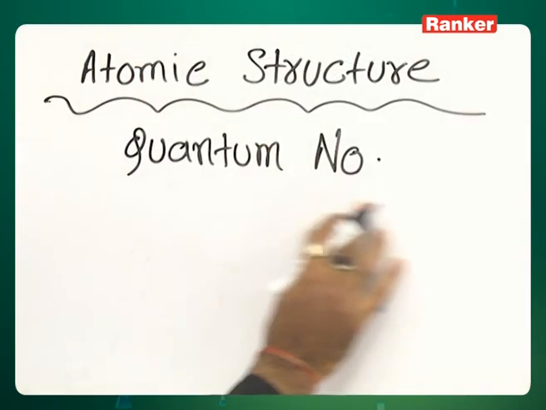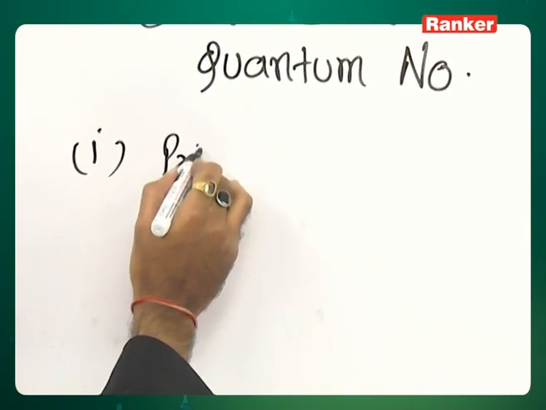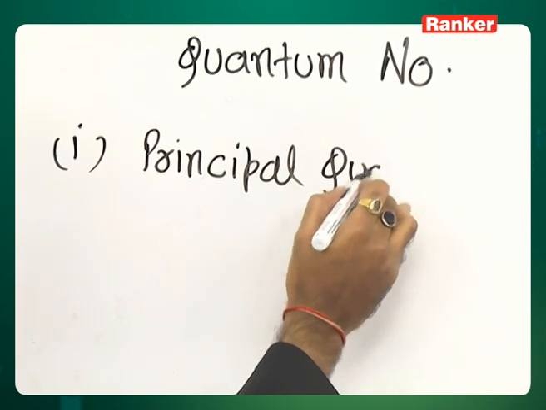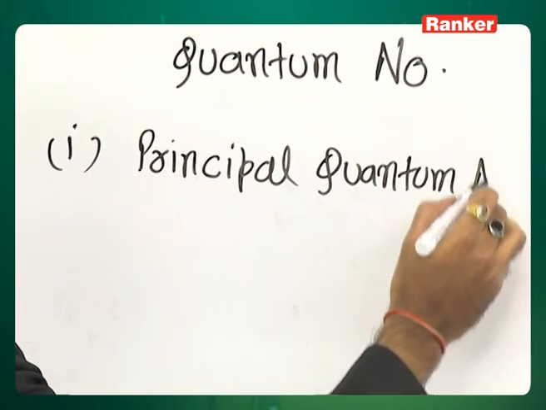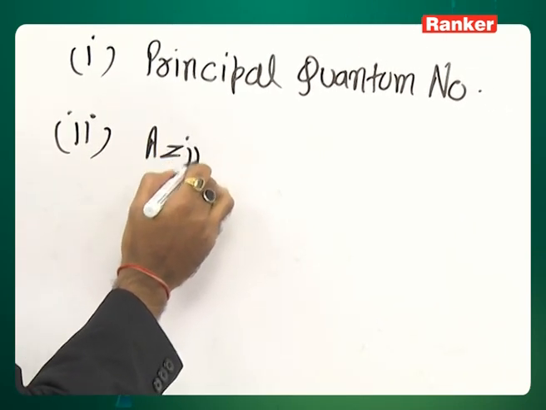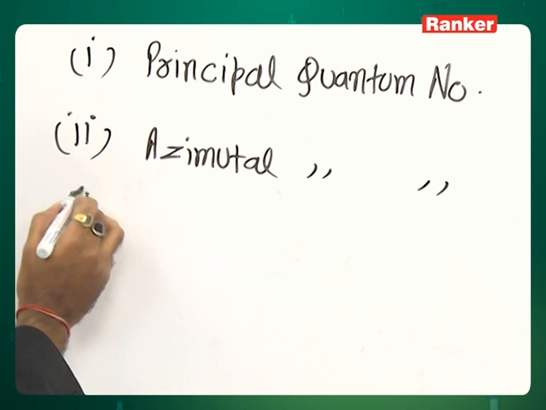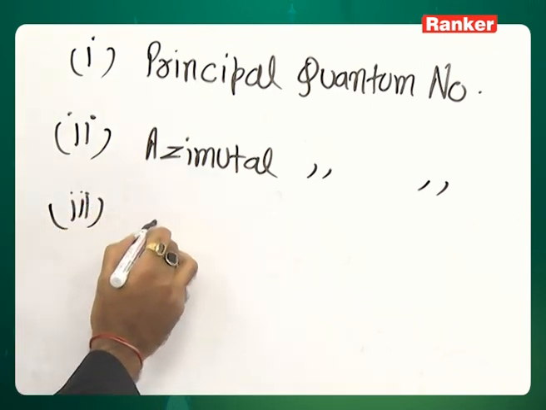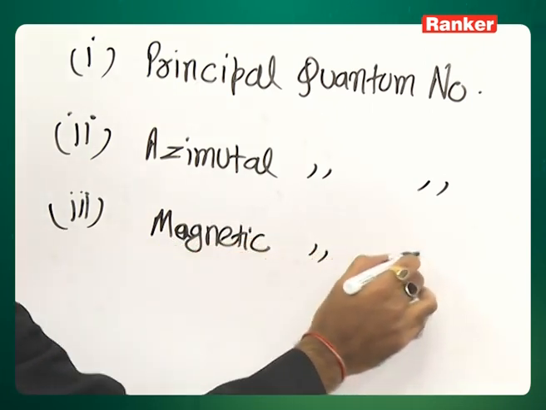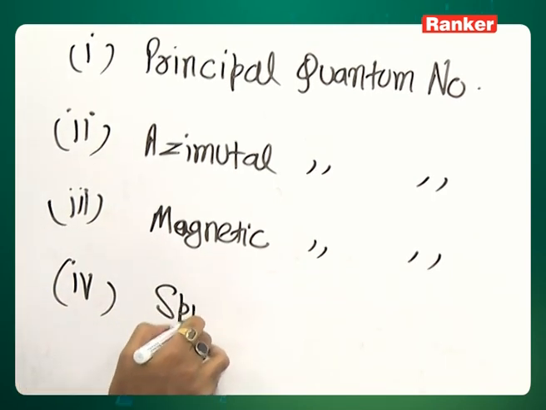One of the quantum numbers, the first and the biggest one actually, is the principal quantum number. The name itself tells this is the main quantum number. The second one is called the azimuthal quantum number. The third one is called the magnetic quantum number. And the fourth one is called the spin quantum number.